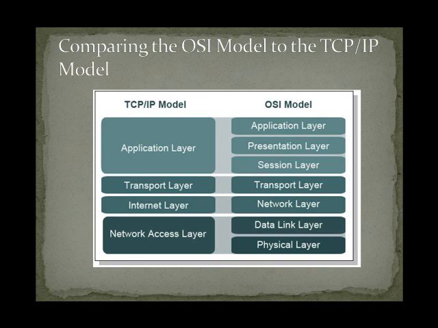You can see in the picture that the functions of the application, presentation, and session layers of the OSI model are combined into one application layer in the TCP/IP model. The bulk of networking functions reside at the transport and network layers, so they remain individual layers. TCP operates at the transport layer and IP operates at the internet layer. The data link and physical layers of the OSI model combine to make the network access layer of the TCP/IP model.